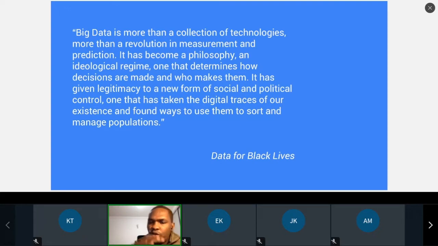This is an interesting quote that talks about how big data is more than a collection of technology, more than a revolution in measurement and prediction. It has become a philosophy and an ideology regime, one that determines how decisions are made and who makes them. It has even given legitimacy to a new form of social and political control, one that has taken the digital traces of our existence and found ways to use them to sort and manage population. I thought this would frame the context of Phoenix and what it means to us as peace builders.